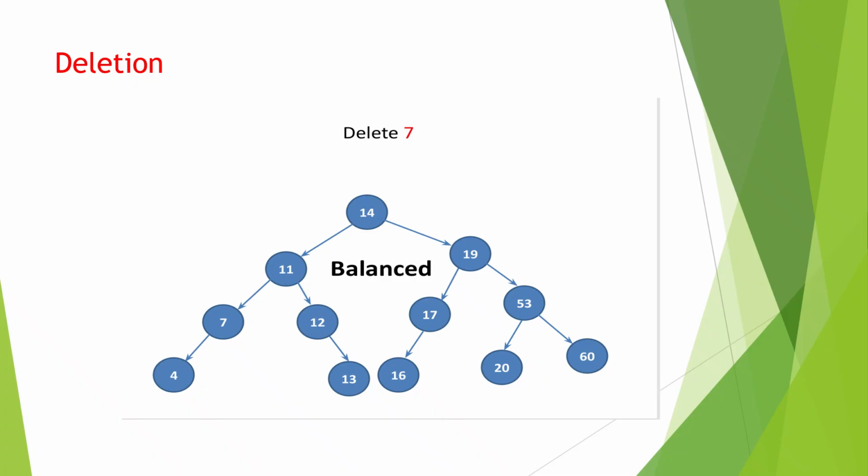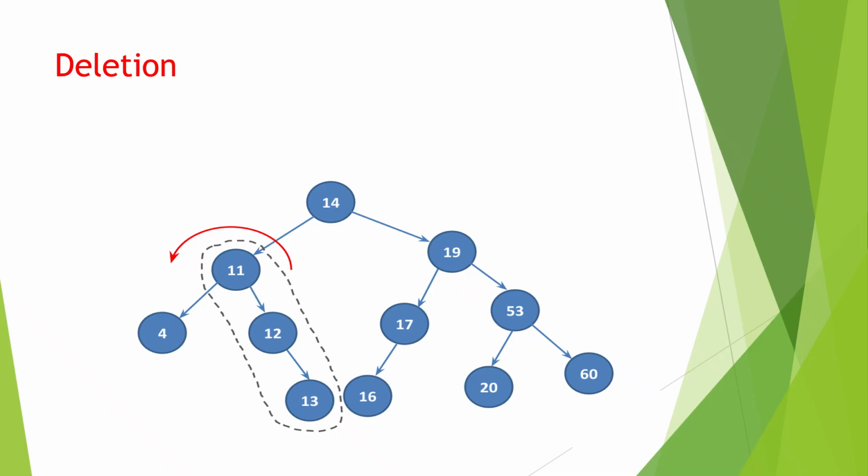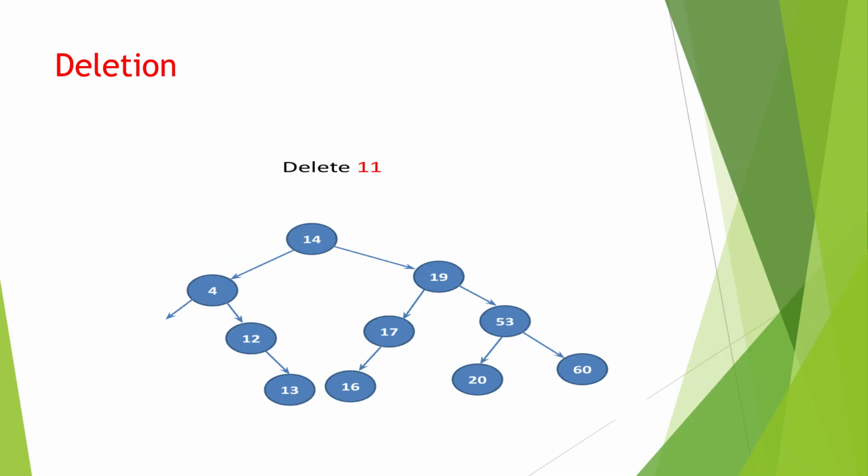Consider this is a balanced tree. We are going to perform deletion operations. In this, we are going to delete node 7. Then the tree becomes imbalanced. After deleting 7, the tree will be like this. Then the tree becomes balanced.